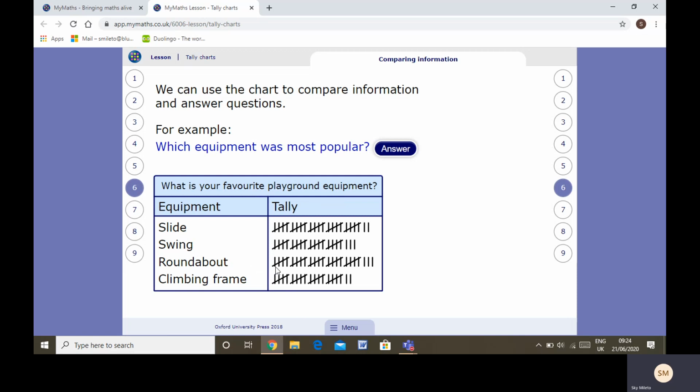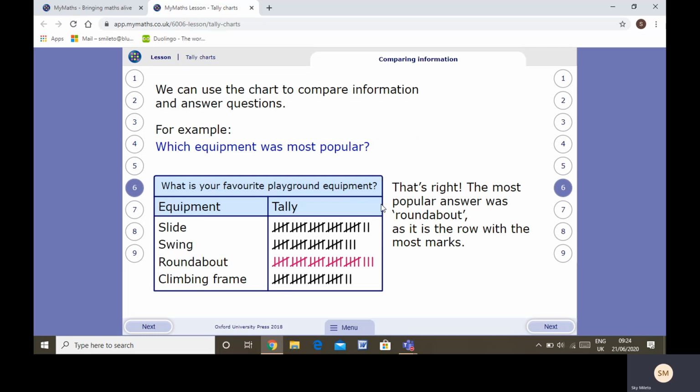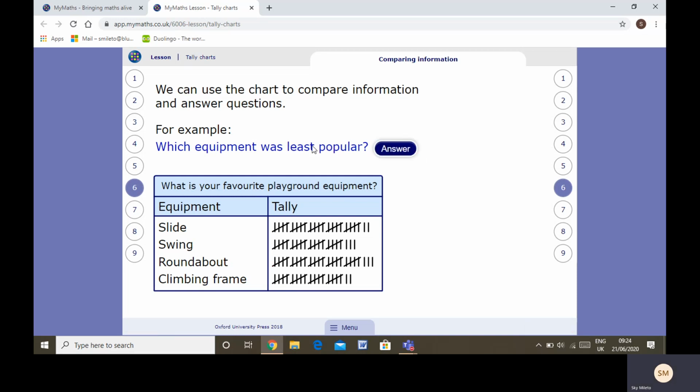We can see that the roundabout has the most lines because it has the most gates and then the most single lines. So we know the roundabout is the most popular. Which was the least popular? This one will be the one with the least lines, and I can see the climbing frame has the least lines.